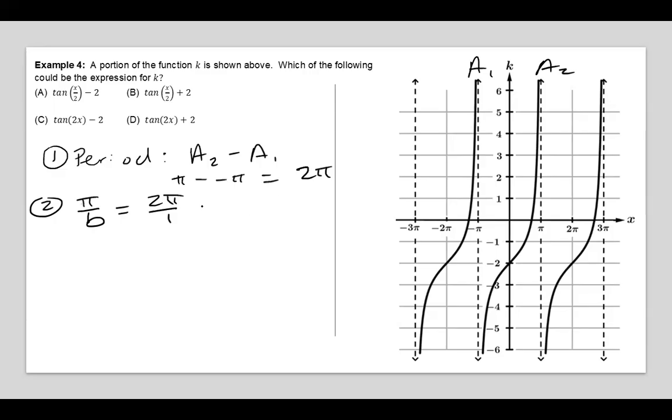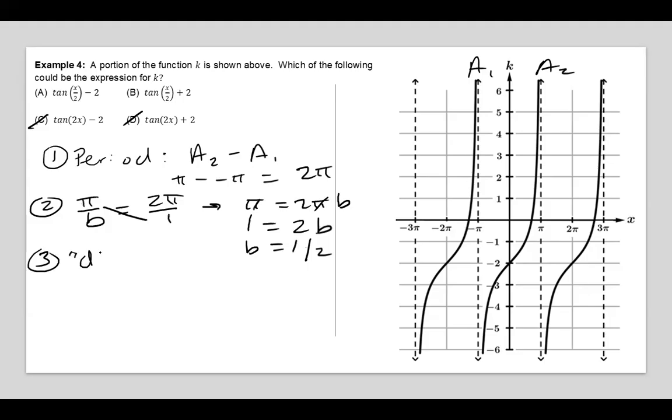And 2 pi over 1, this is going to lead us to, we cross multiply. We get pi equals 2 pi B. What cancels out? Pi, so we're left with 1 equals 2B. So our B has to be what? 1 over 2. So our B has to be a half. So that automatically eliminates C and D. Easy enough?